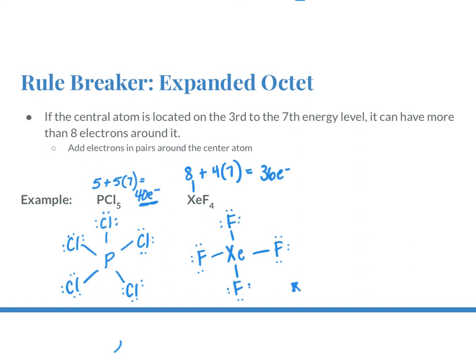So we know that the central atom, xenon, is located on the 3rd to the 7th energy level, and it can hold actually more than 8 electrons around it. So since I have 4 more electrons that I need to put in my drawing, I'm going to put those on my center atom. So I'll put them on my xenon. Now, this drawing has 36 electrons, and it matches up with that number of electrons that I should have had from step 1.